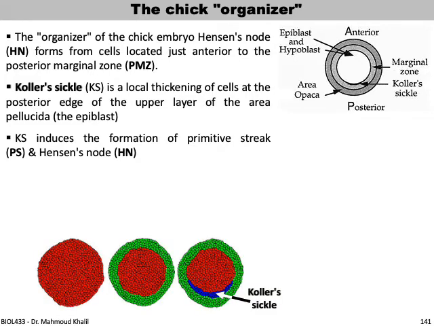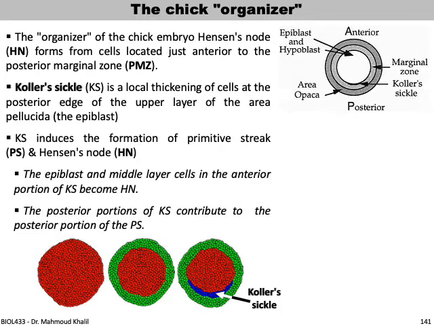So you can see here from the figure, you have an egg before cleavage. Once the cleavage starts and finishes, you can see that the red region represents the area pellucida, while the green region represents the area opaca. You can see that Koller's sickle cells start at the posterior marginal zone from a thickening of the cells. The epiblast and the middle layer in the anterior portion of the KS becomes Hensen's node. The posterior portion of KS contributes to the posterior portion of the primitive streak.